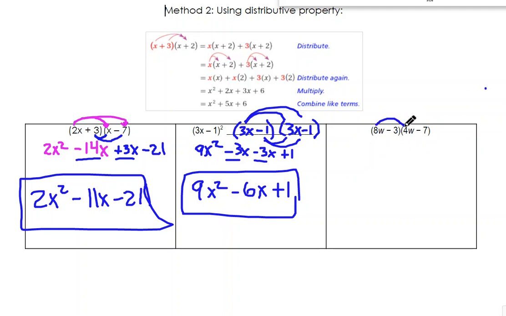Take that 8w, multiply it by both things. Right? Take this negative 3, multiply it to both things. See how you do. All right, get it checked with a teacher when you're done.